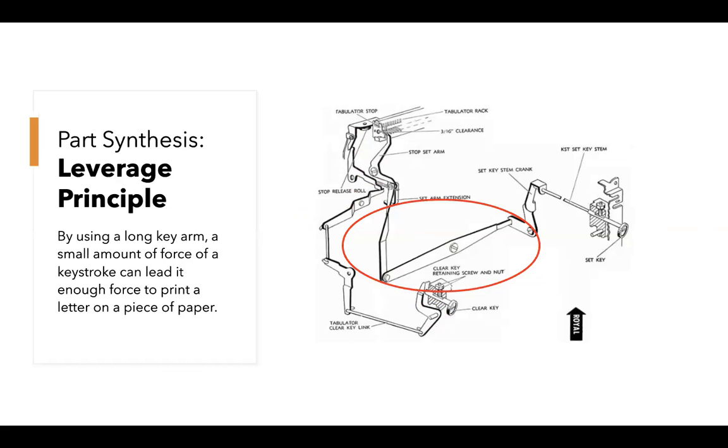And as you can see, by using a long key arm, a small amount of force of a keystroke can lead to enough force to print a letter onto a piece of paper. So that uses a leverage force by creating a long arm that transfers the force input by the user to create a faster force, a faster velocity in the part, which can print the key or the letter on the piece of paper.